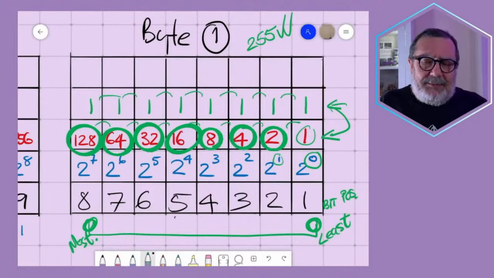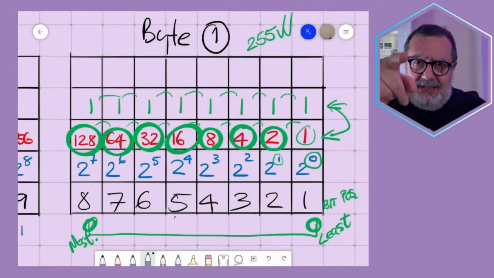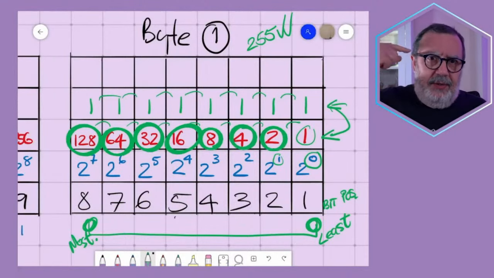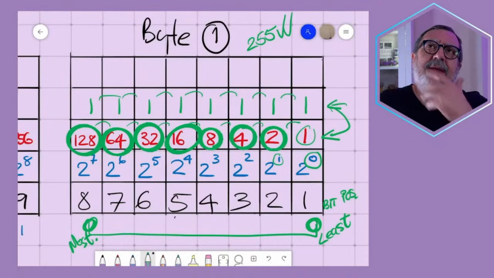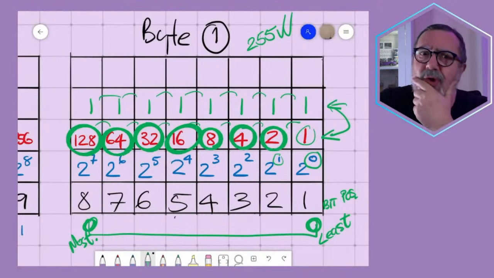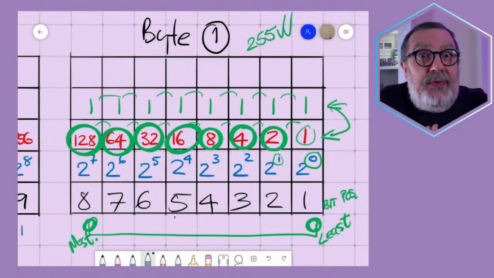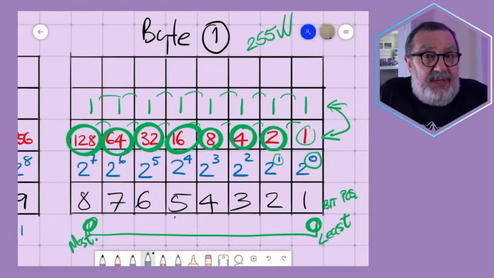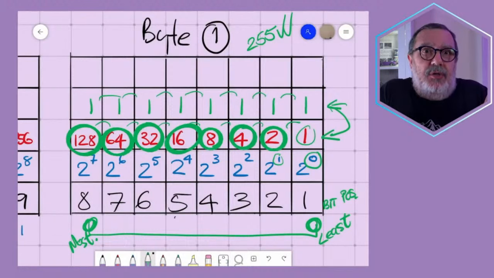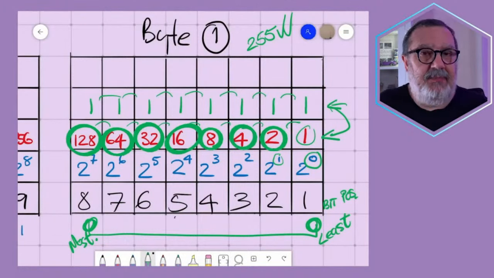But I can see your brains going. I can see inside your heads, the gears are turning, and you're going, but if I had a value of 256, how would I do it? I mean, how does a computer come up with 256? Because you've just told me that a byte can only do 255 maximum.